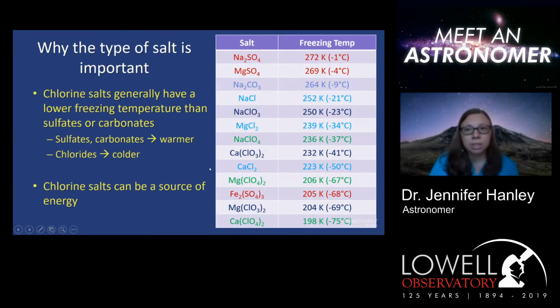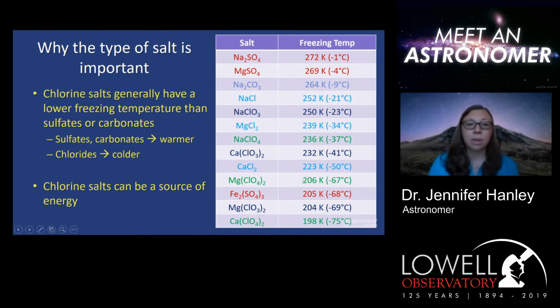So, as I've mentioned, different salts depress the freezing point by different amounts. And chlorine salts in general tend to have actually a lower freezing point than sulfates or carbonates. So if we look at this table, you can see that the common sulfates like magnesium sulfate, which is found throughout the solar system, only depress the freezing point by 4 degrees. It doesn't do as much as some of the other salts, especially as we get down to the perchlorate and chlorate salts here, magnesium perchlorate, calcium perchlorate, etc., which we can get down to almost 70 degrees depression of freezing.